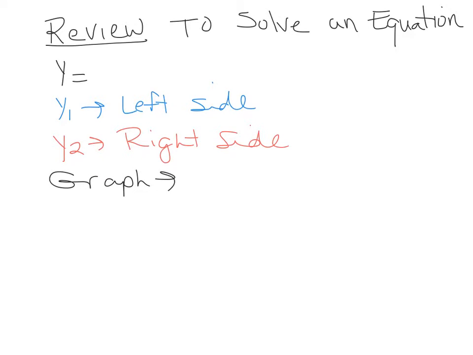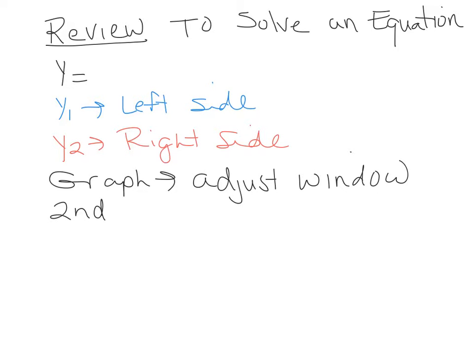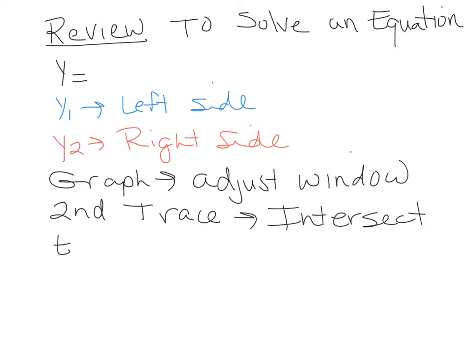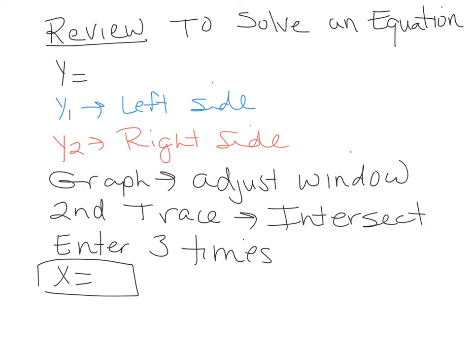If you cannot see where the 2 lines cross, you're going to have to adjust the window so that you can. Once you can see where the 2 lines cross, you're going to hit second and trace. And you're going to go to intersect. You want to find the x coordinate where those 2 lines cross. Then once you do that, you're going to hit enter 3 times. And when it says x equals at the bottom, that's your solution.